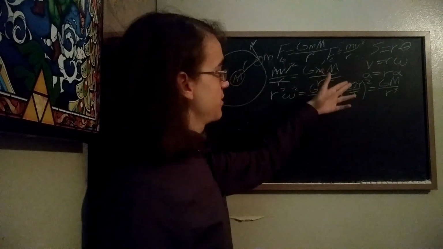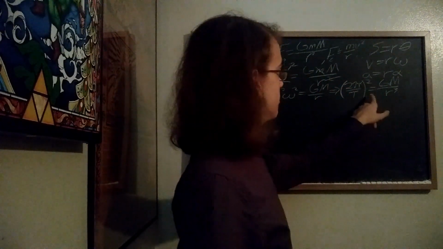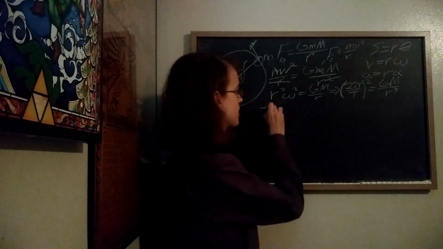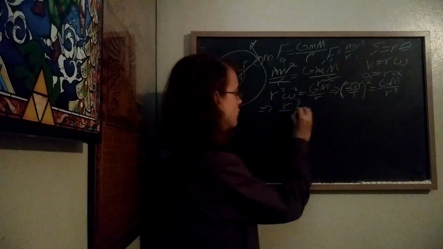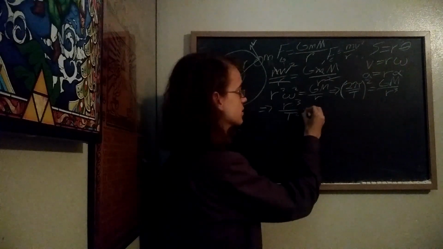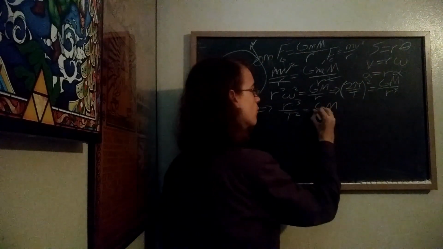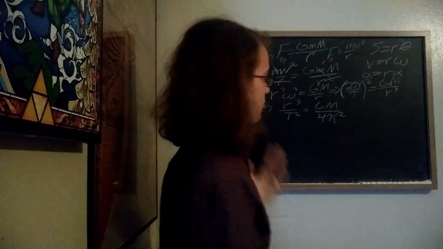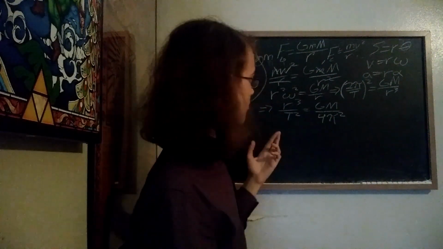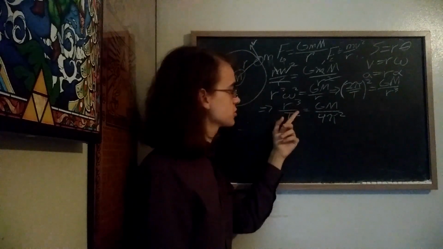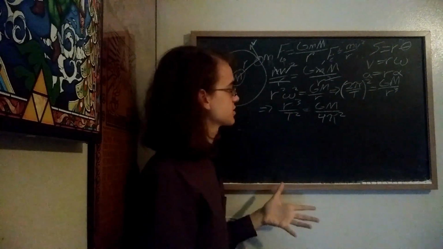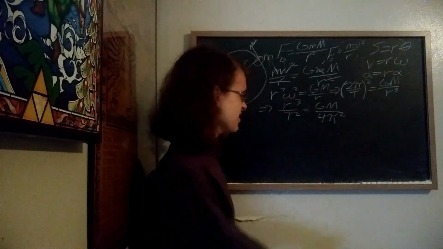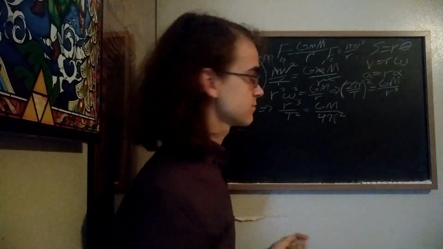And now we can just square both sides and then bring the r cubed up here, and then we get that r cubed over T squared is equal to GM over 4 pi squared. So here we have proven that our period squared is directly proportional to our radius cubed, because if you take the ratio between them, it's going to equal some constant.